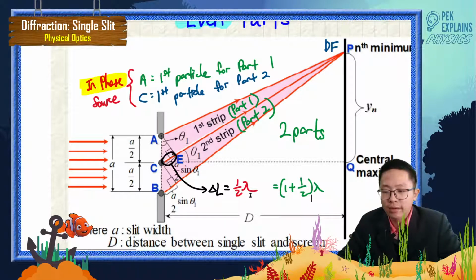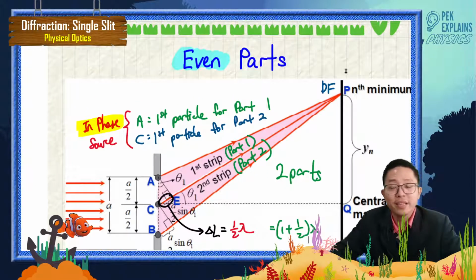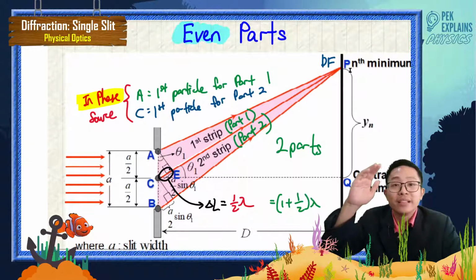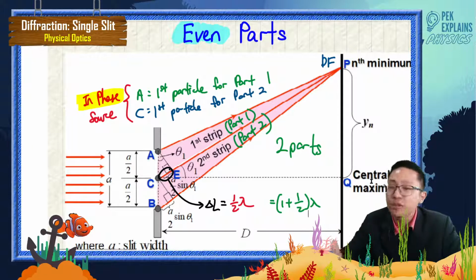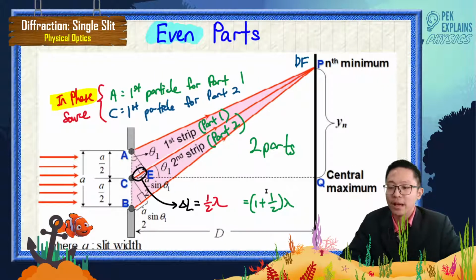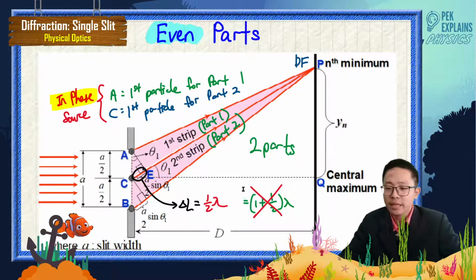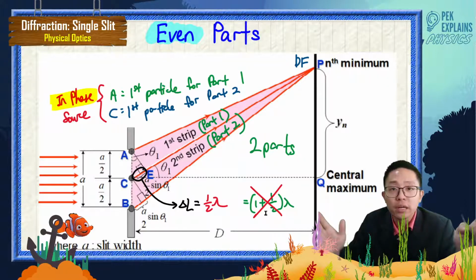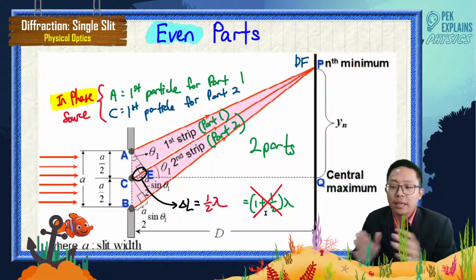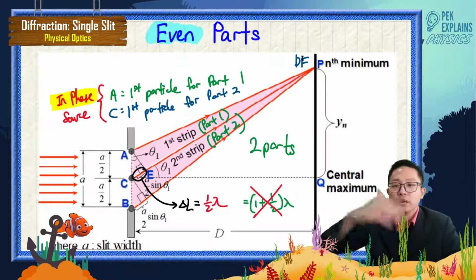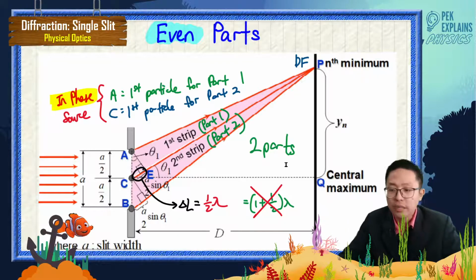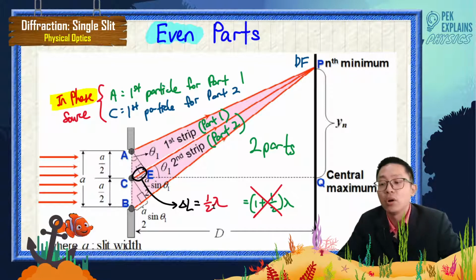Because if delta L equals 1 plus half lambda, it's already further up the screen. That is the next fringe already. I don't want to consider the next fringe. I'm now considering the first fringe from the central maximum. Understand or not? That's why I don't take 1 plus half lambda, because that delta L is longer already. That longer delta L is for the next fringe, further up the screen. So I take the smallest delta L.